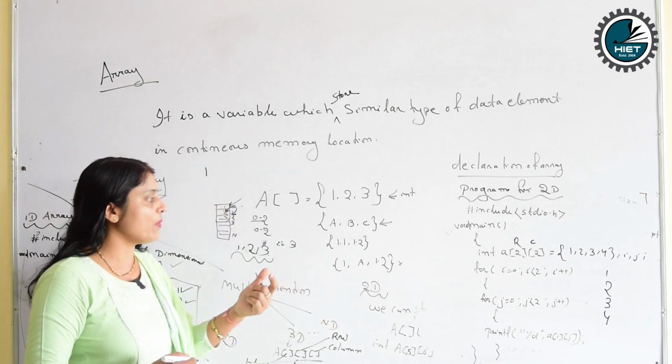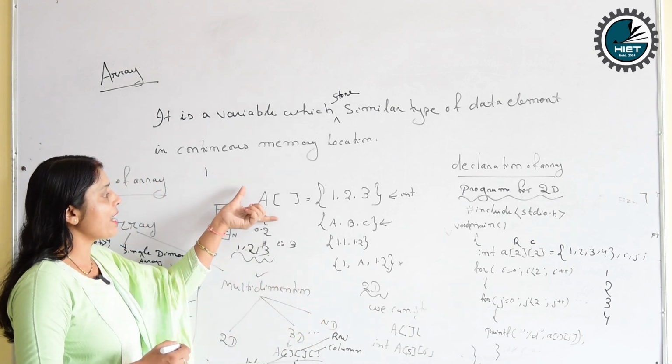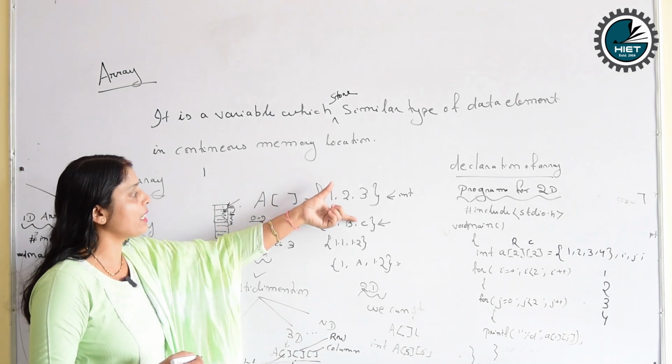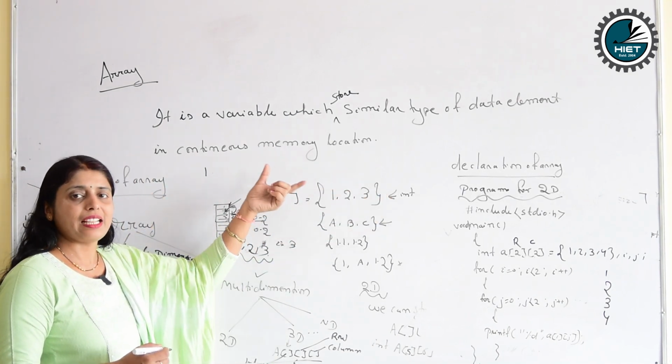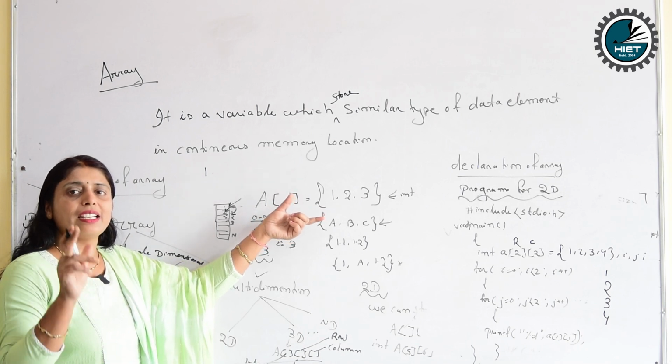So what is an array? We will see that an array is a variable where we can store the data in a continuous manner, but the condition is that there should be a similar data type.